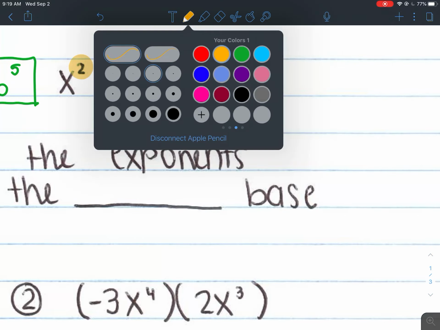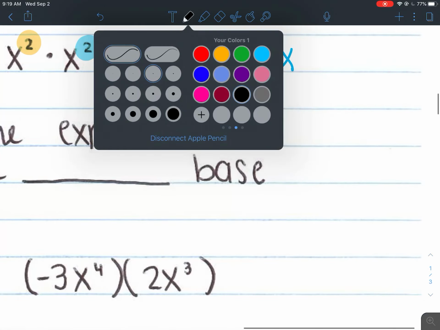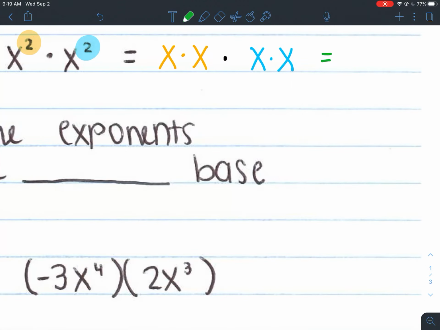And then the other x squared means I have x times itself 2 times as well. Okay, so I'm representing those 2 parts there. And then I have that black multiplication sign in between those 2 x squareds. Well, what does this simplify to? Well, if I have 2 x's being multiplied by 2 x's, then in total I have 4 x's being multiplied together.